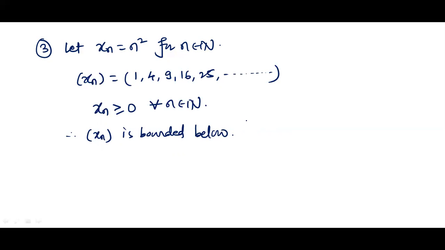But there is no real number such that each term of the sequence is less or equal to that real number. Therefore, xn is not bounded above. Means this is a bounded below sequence which is not bounded above. Let's see the next example.